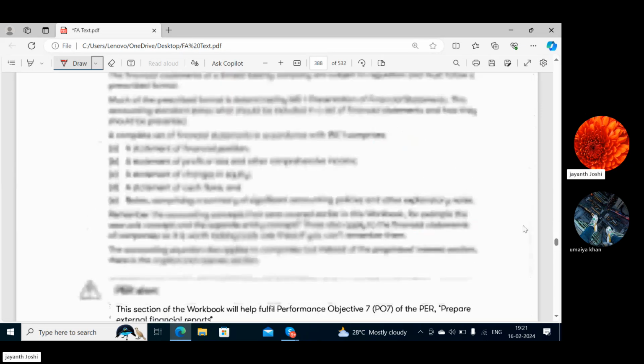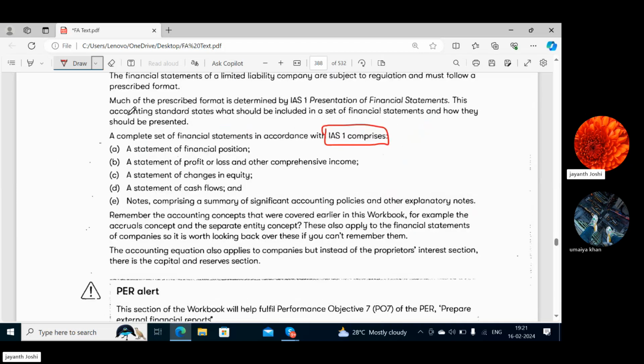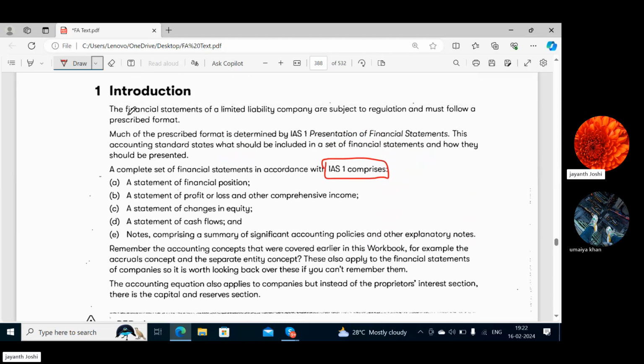So first comes International Accounting Standard 1. What is International Accounting Standard 1 doing here? First and foremost, IAS 1 deals with presentation of financial statements. This particular standard gives you the format for the presentation of financial statements. That means you are going to make financial statements, of course. How are you going to present each and every element in that financial statement is what this standard is going to give you guidance on.